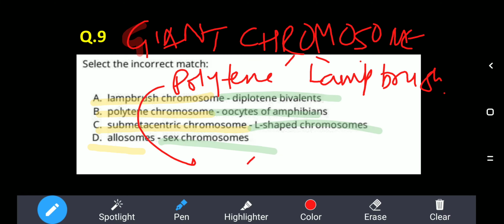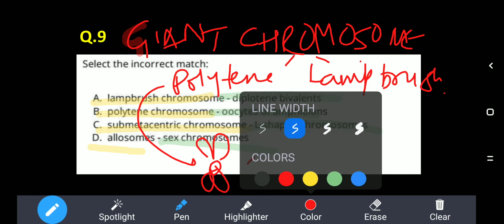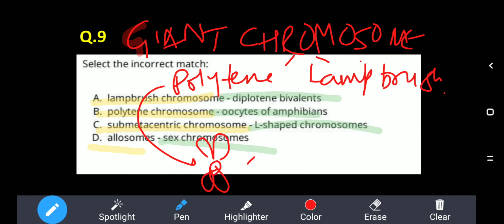Okay, polytene chromosome, what is it actually? In this, chromosome segregation is not happening. Replication is happening, but segregation is not happening, because of which we have got attached arms of the chromosome, and this is called polytene chromosome. Polytene chromosome was discovered by Balbiani, and the term polytene was given by Kohler.